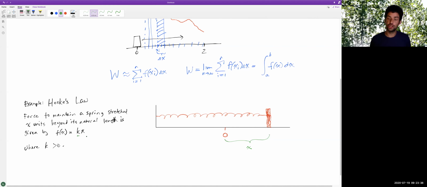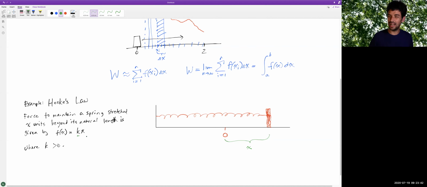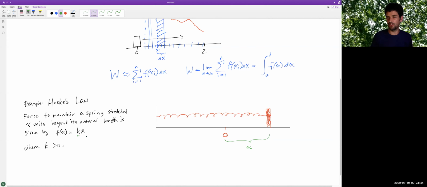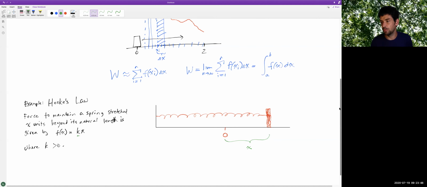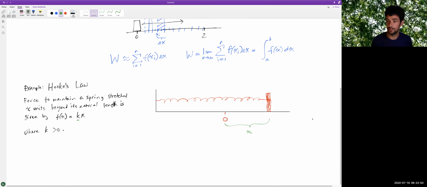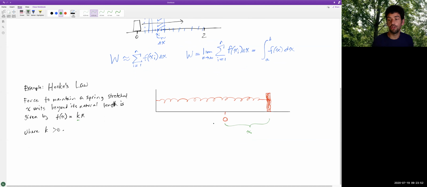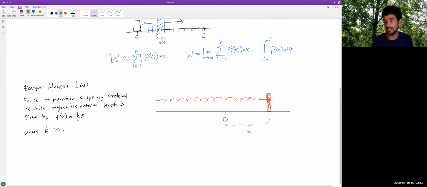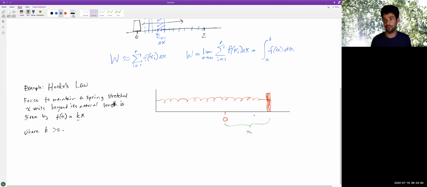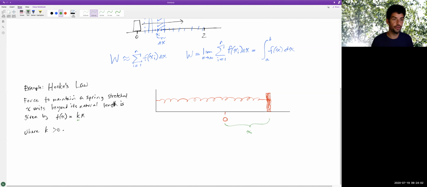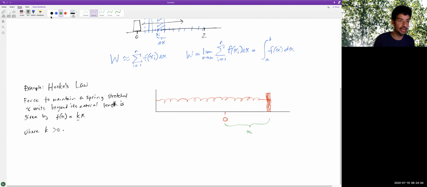K just depends on the structure of the spring. What's it made out of? How tight is it coiled? How big is it? All these kinds of things that engineers would know a lot about for figuring out. And so that's something you would know from experiment, okay? So that's the idea. At each point, at each position here, there's a different amount of force required to hold the spring in that position.